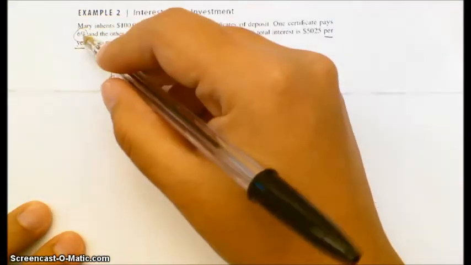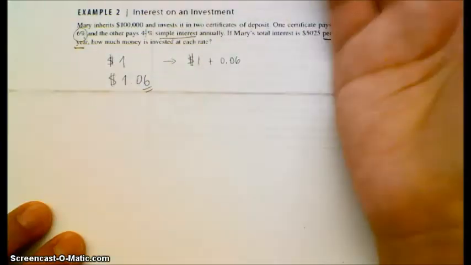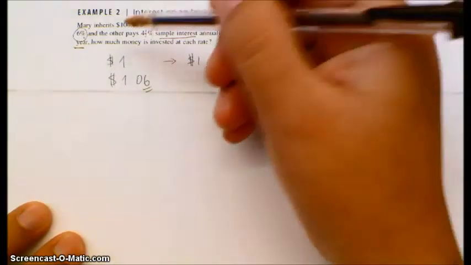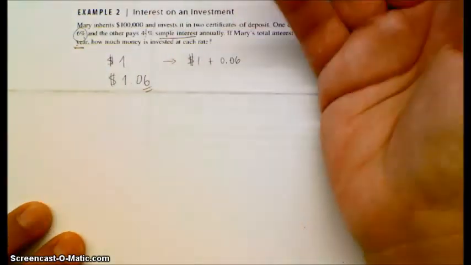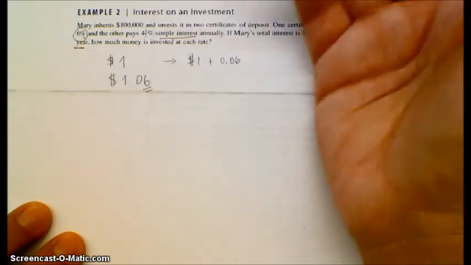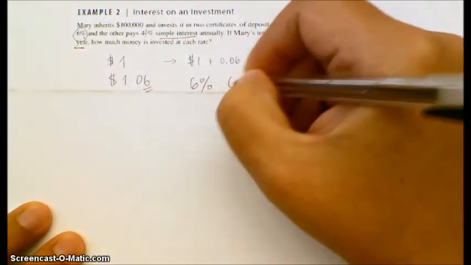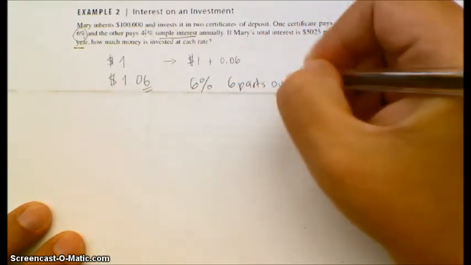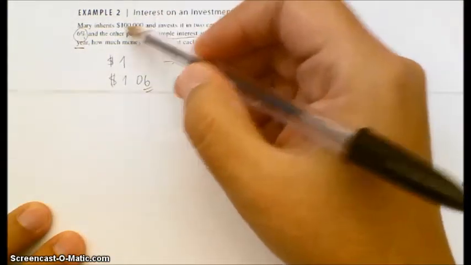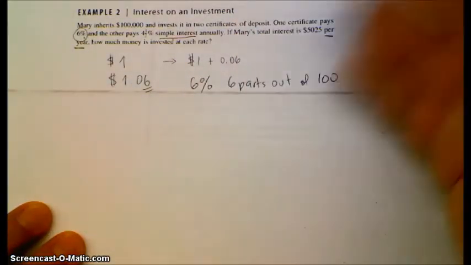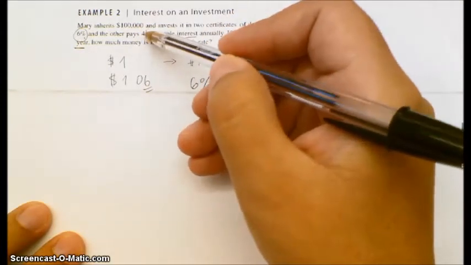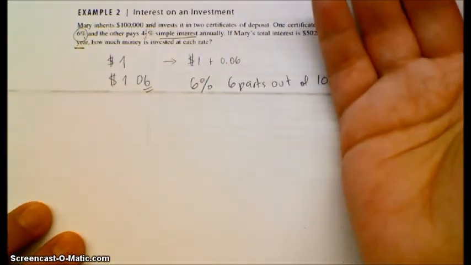So this certificate that pays 6%, for every dollar you invest, you get 6 cents. So the same reasoning, if you are investing $10, then you'll get 60 cents, and so on. For every $100, you are getting $6 back. Okay, 6%, 6 parts out of 100. That's all it means. So for every $100 that Mary invests, she's gonna get $6. On the other hand here, for every $100 that she invests, she's gonna get $4.50 at the end of the year.